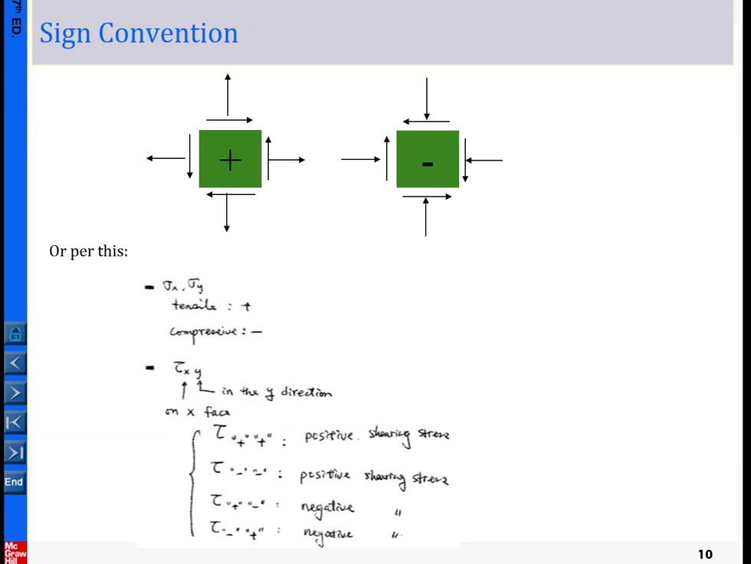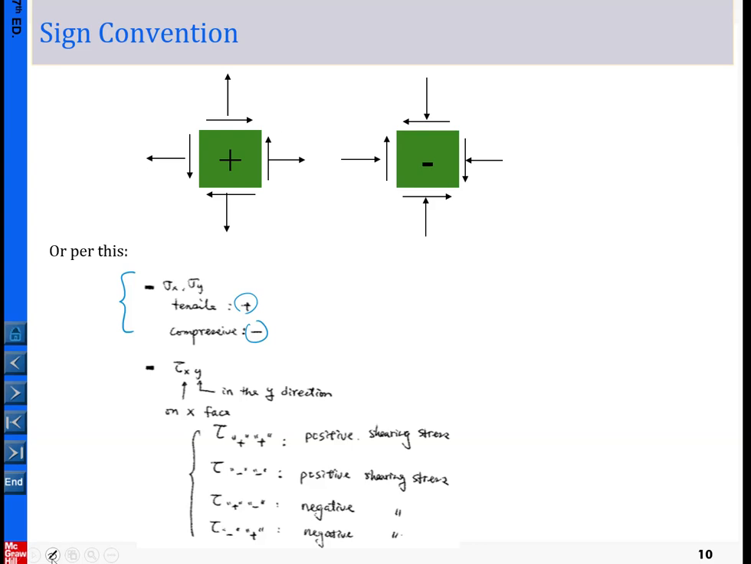Before we do the detailed calculations, again, we need to pick sign conventions. The first one is about the normal stress, which is very simple. For tensile stress, positive. For compressive stress, negative.